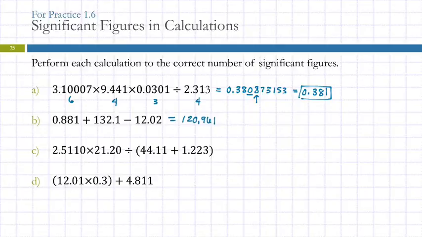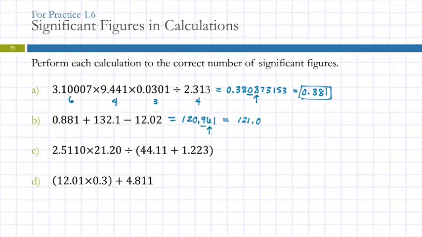The rule for adding and subtracting is smallest number of decimal places. What's the smallest number of decimal places among these 3? 1. This number in the middle only has 1 decimal place, 0.1. This has 3 places after the decimal point. This has 2. So that means I'm going to round my answer to 1 decimal place. The next digit is a 6, which means I have to round the 9 up to a 10, which rounds the 0 up to a 1. And so this is going to be 121.0.